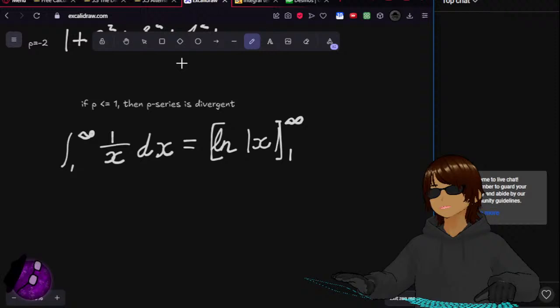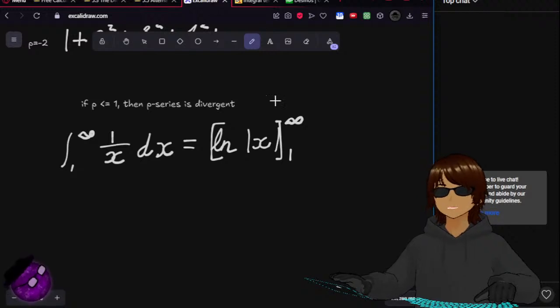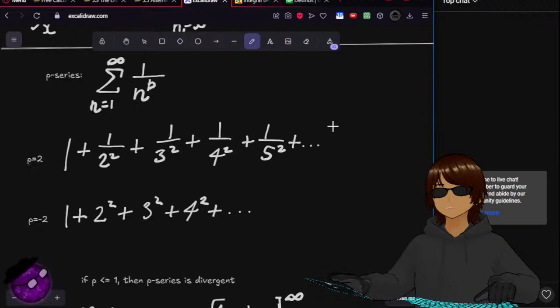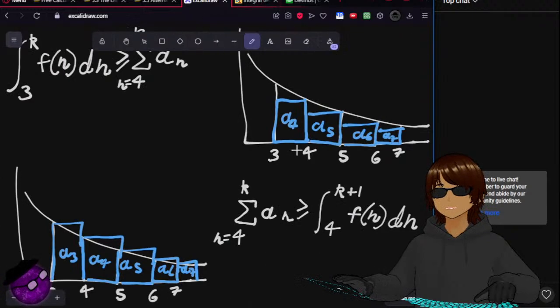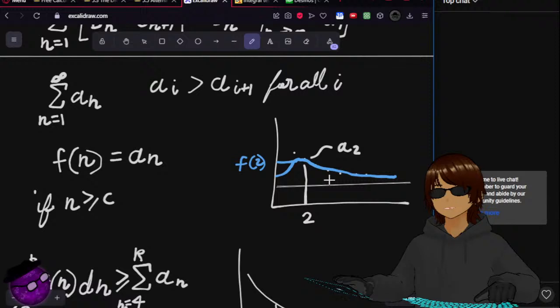If the area approaches infinity, like if we have a case like this where the function is matching the sequence and the area of the function after a particular point is reaching infinity, then the sum of the sequence would also go to infinity.